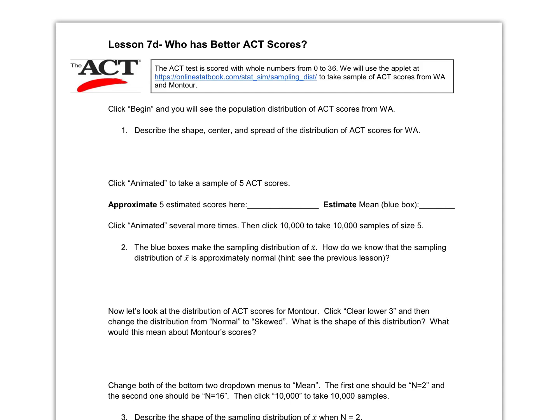All right. Describe the shape, the center, and the spread of the ACT scores for Washington. So if we're looking at it, what shape would you call that? Symmetric or normal, right? Okay, so write that down. The shape is normal.